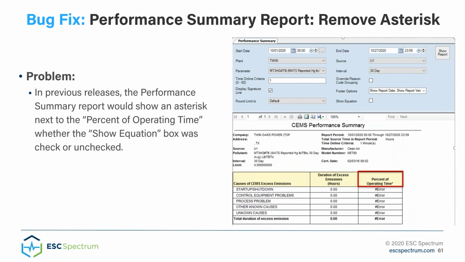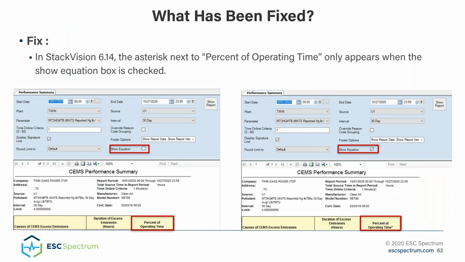Performance Summary Report. Remove asterisk. Previously, an asterisk displayed in the percent operating time column whether the Show Equation checkbox was enabled or disabled. The asterisk now appears only when the Show Equation box is checked.